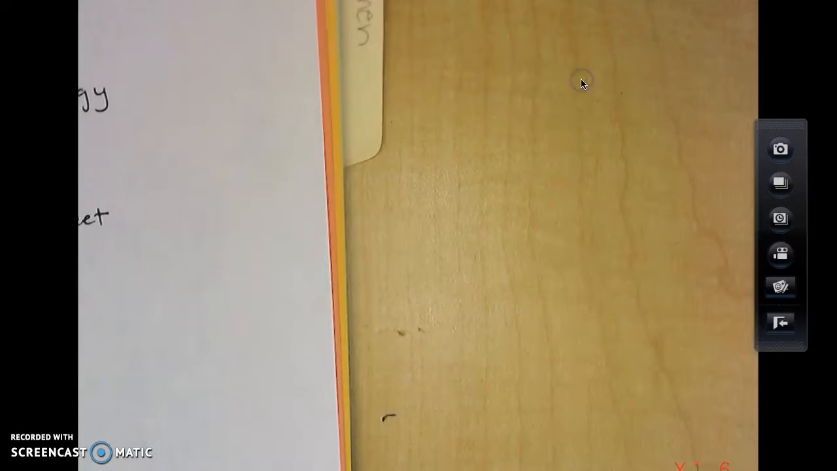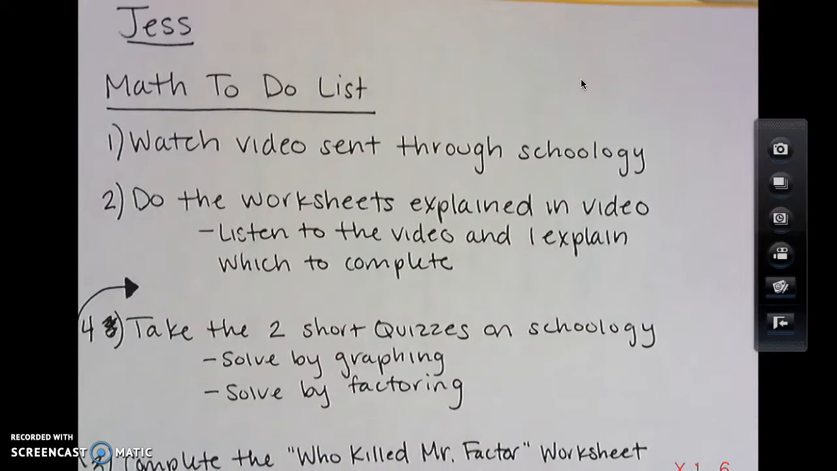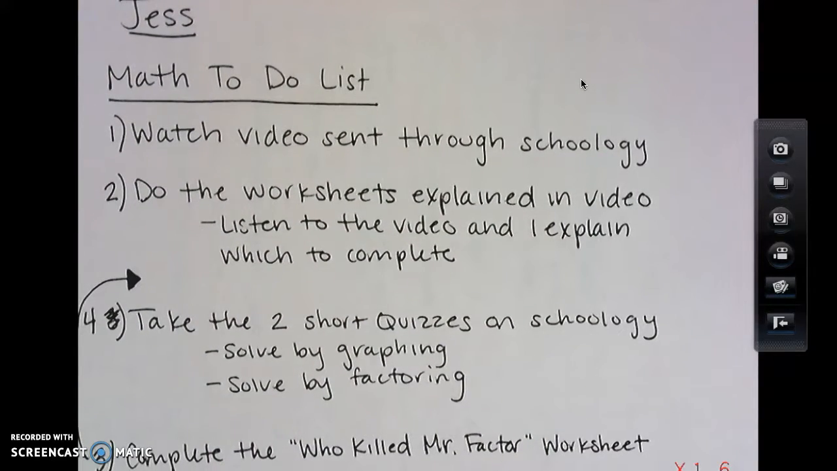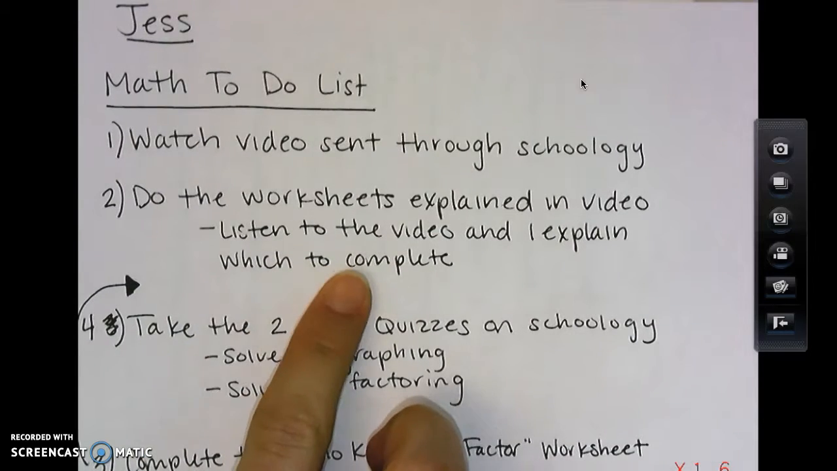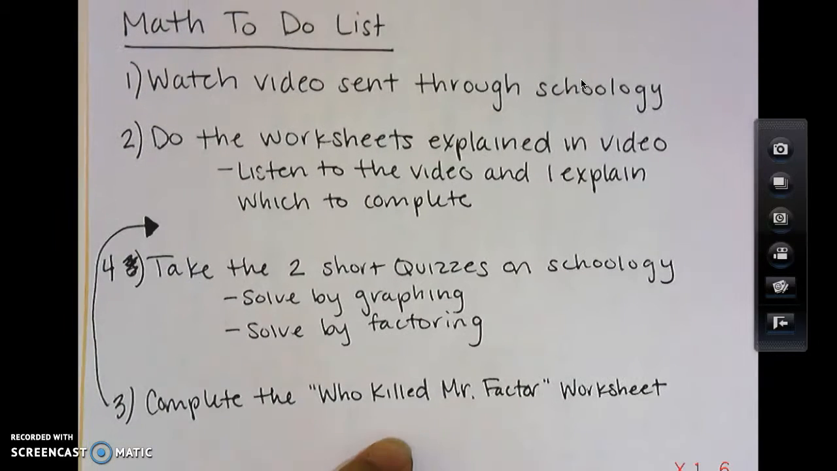So you're going to have your folder. Let me pull this up for you. Inside your folder, I have a to-do list for you. This is a lot of work, so it may take you a little bit longer to finish it. I don't know how much you can do during the day, but this is your to-do list. You're going to watch this video, and then I have some worksheets that I explain here in the video. Sorry, I went out of order. You're going to complete this worksheet called Who Killed Mr. Factor, and then there are 2 short quizzes on Schoology.